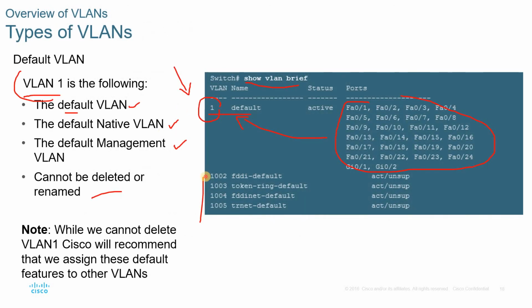I missed this one. VLANs 1002, 1003, 1004, 1005 are called reserved VLAN IDs. So you cannot use them. You cannot create 1002, 1003, 1004 because these are used for certain protocols. If you want to create VLAN IDs, you can use 2, 3, 4, 5, 6, 7, 8, 9, 10, and so on, just not 1002 and these. You can also use VLAN 1, of course.